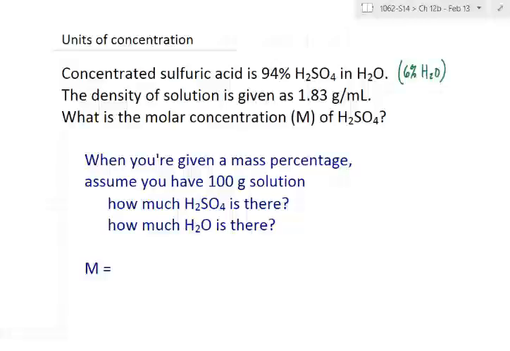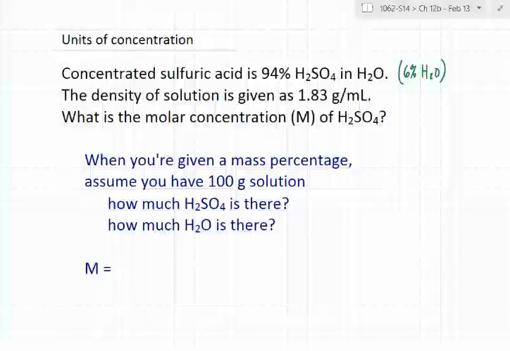I don't know if that's going to come in handy later. Sometimes it does, but when it's a two-component mixture, the two things that are in it, their percents add up to 100%. So they give you that on the bottle. That's how concentrated sulfuric acid is sold. They give you the density, 1.83 grams per milliliter. But we very often need the molarity of that. Good lab managers usually have a cheat sheet of molarities of common concentrated acids, but this is how we calculate it. So when you're given a mass percentage, assume you have 100 grams of solution.